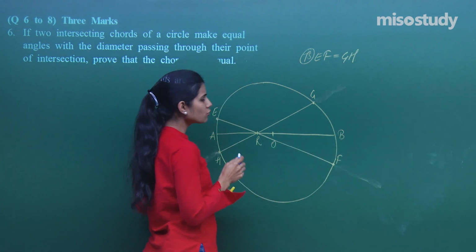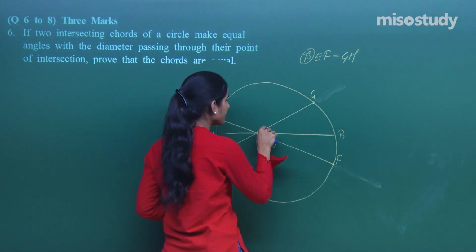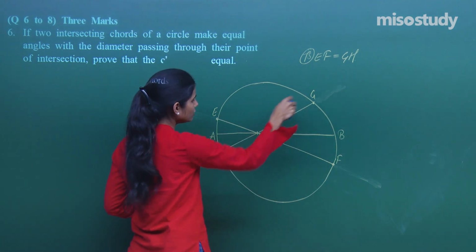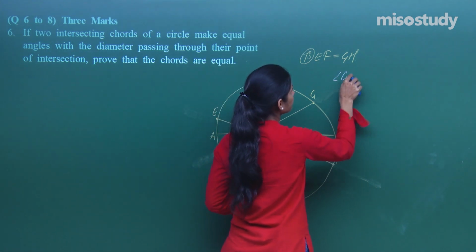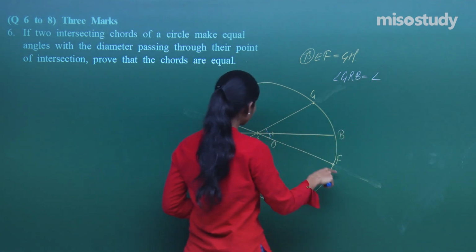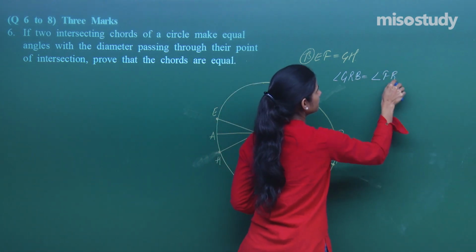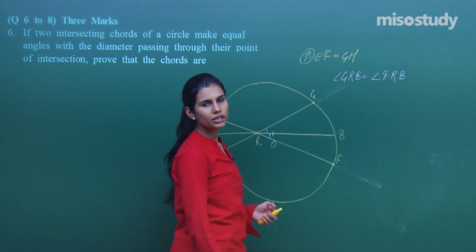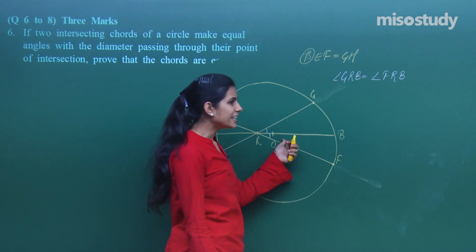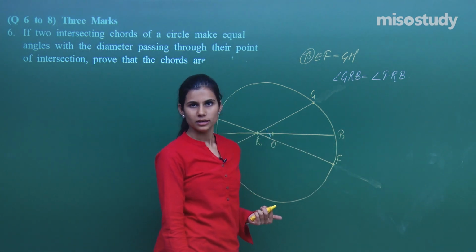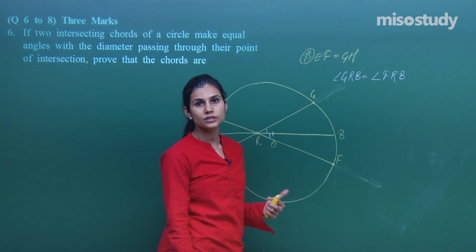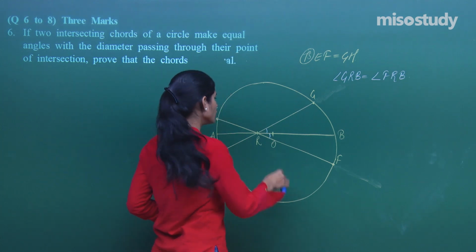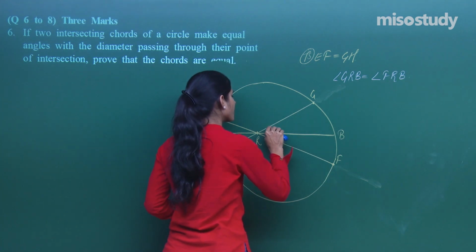It is saying that these two chords are making equal angles with the diameter. So this angle is same as this angle. So angle GRB is same as angle FRB. What do you do if you have to show these two chords are equal? Can you recall any result? If two chords are equidistant from the center, then they are equal, because equal chords are equidistant from the center, and its converse is that if two chords are equidistant from the center of the circle, they are actually equal in measure. So what I do, I talk about their distances from the center.